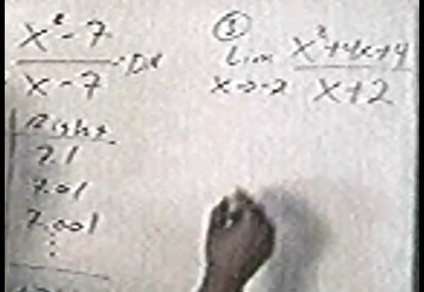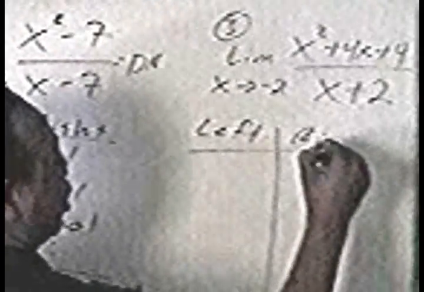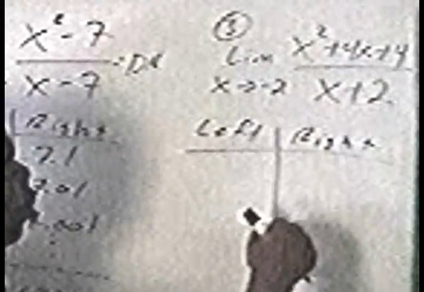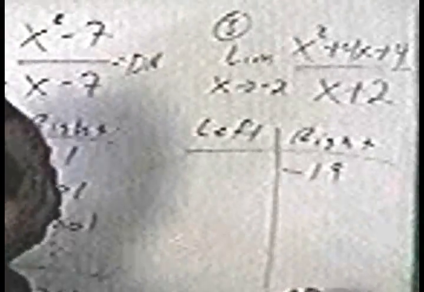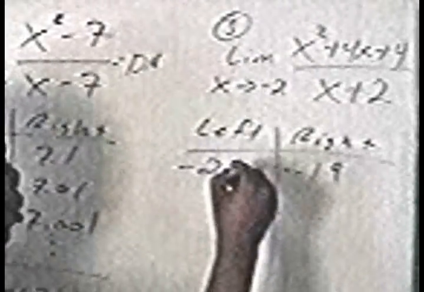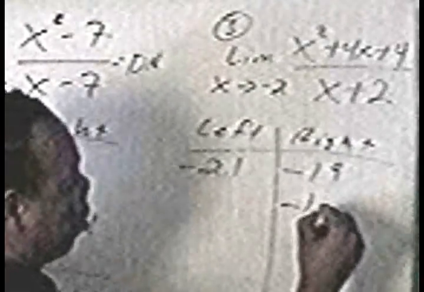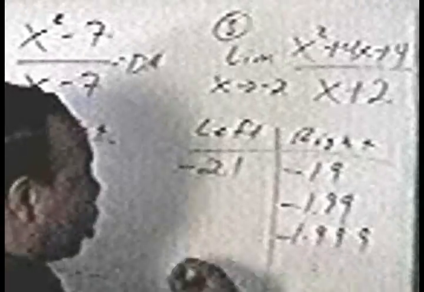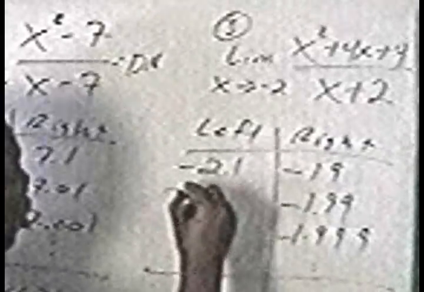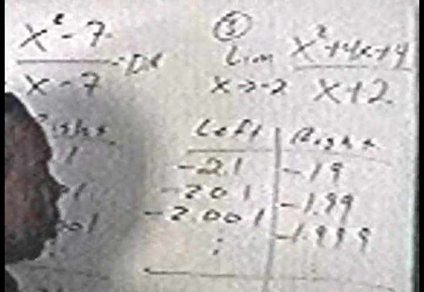Okay, the next one. Left side and the right side, and x is going toward negative 2. So to the right of negative 2 will be negative 1.9. To the left of negative 2 will be negative 2.1. Now to get closer from the right, I'll go to negative 1.99 and then negative 1.999, and I'll keep that up if I have to. To get closer from the left, I'll start off at negative 2.1 and get closer with negative 2.01 and then negative 2.001. And I'll keep that up.